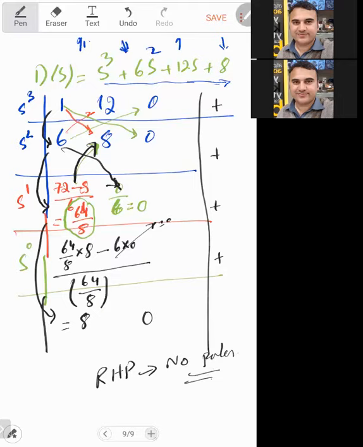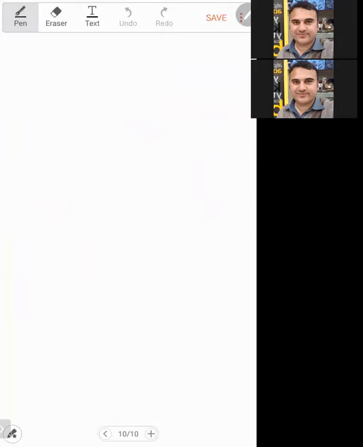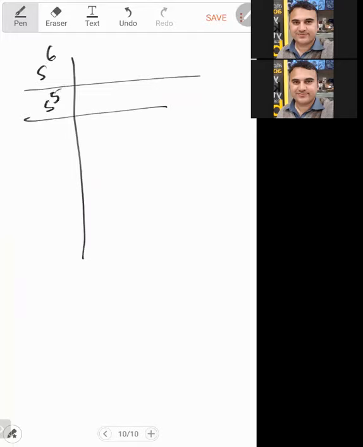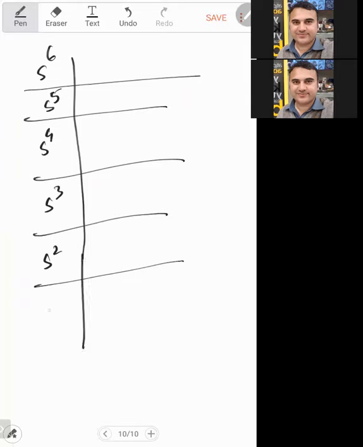But in case we have sign changes, for example, let's say that we have this table started with s^6, then we have s^5, then we have s^4, then we have s^3, s^2, then we have s^1, and finally we have s^0.